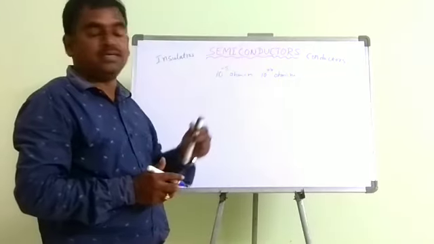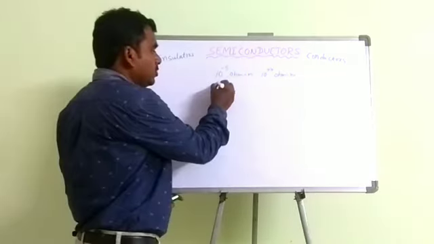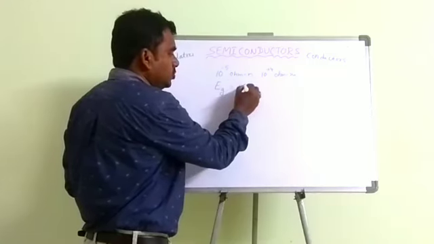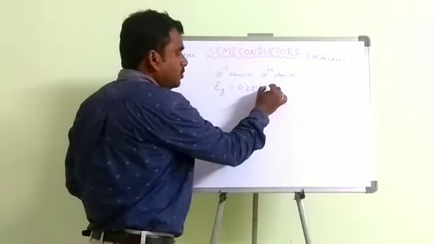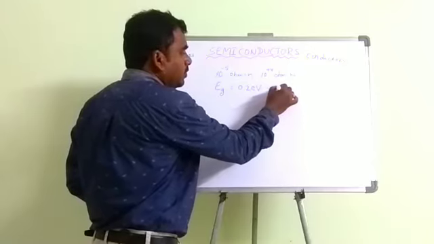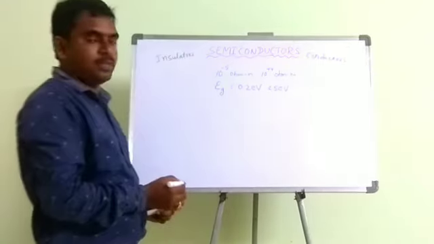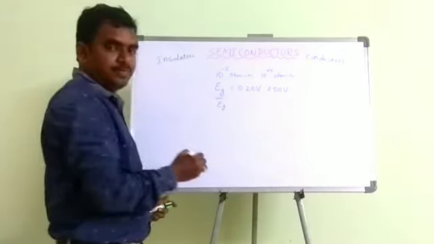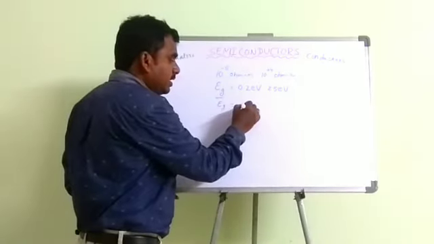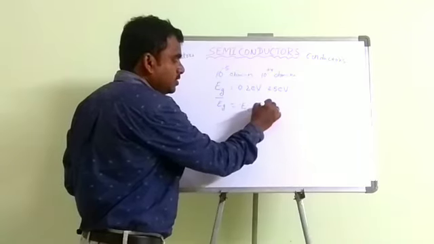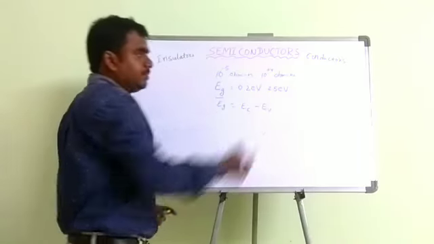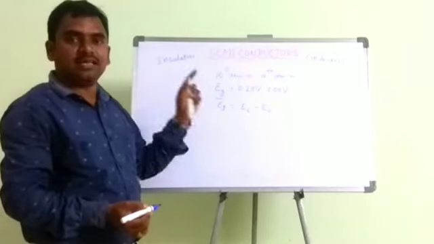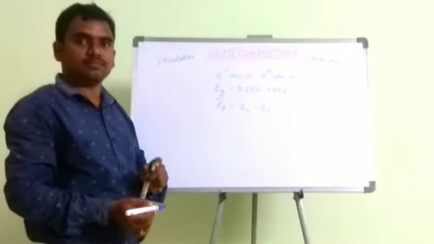Generally, if you take the semiconducting materials, the energy band gap is equal to 0.2 electron volts to 2.5 electron volts. What is energy band gap? Energy band gap is the energy difference between the conduction band and the valency band. The energy difference between the conduction band and valency band is called the energy band gap.